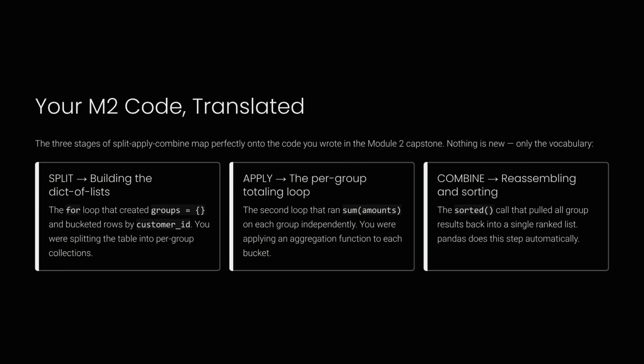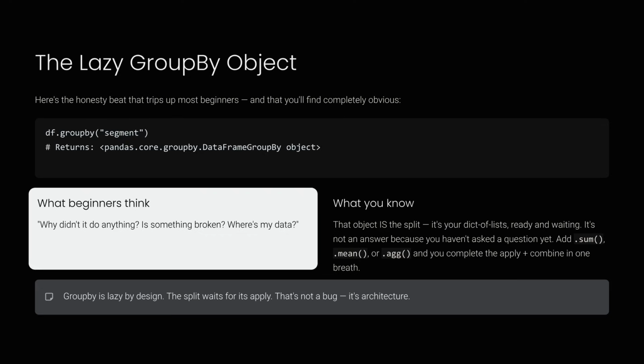Let's translate your previous code into these three stages. The loop created the groups, the aggregation function applied logic, and the sorting step combined the final results. Pandas handles the combine step automatically. A common point of confusion is why a GroupBy object seems to do nothing at first. Remember, it is lazy by design. It waits for you to apply a function, like mean or sum, to complete the operation.